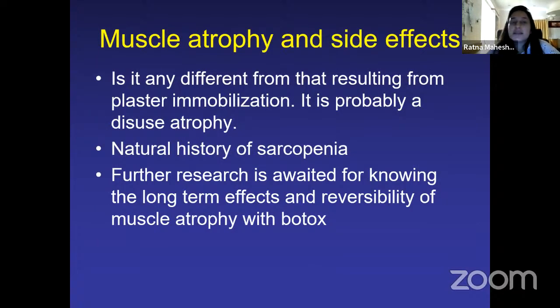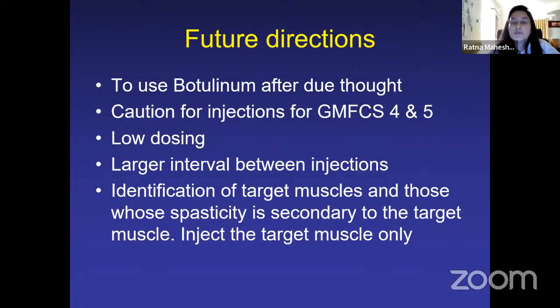A lot of recent literature on muscle atrophy, but we need to think about whether it is going to be any different from that resulting from plaster immobilization. Is it a disease atrophy, or is it just the natural history of sarcopenia in children with cerebral palsy? We don't know, and we need more research in terms of long-term effects and reversibility of muscle atrophy with botulinum toxin. So it would be a good idea to use botulinum after considerable thought.